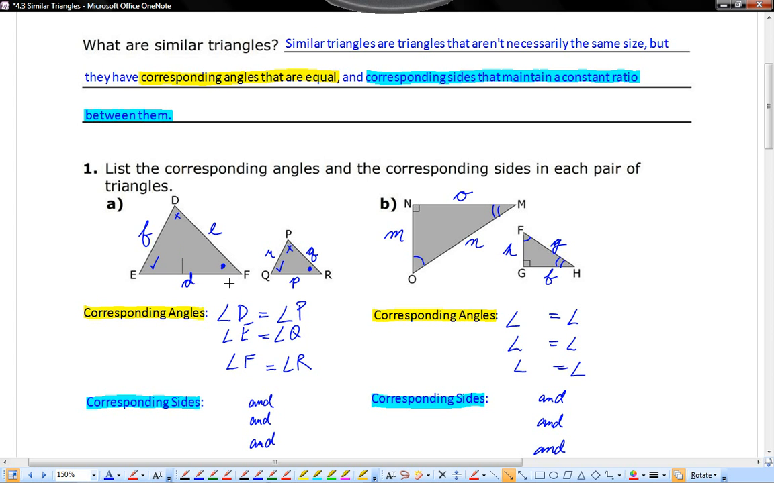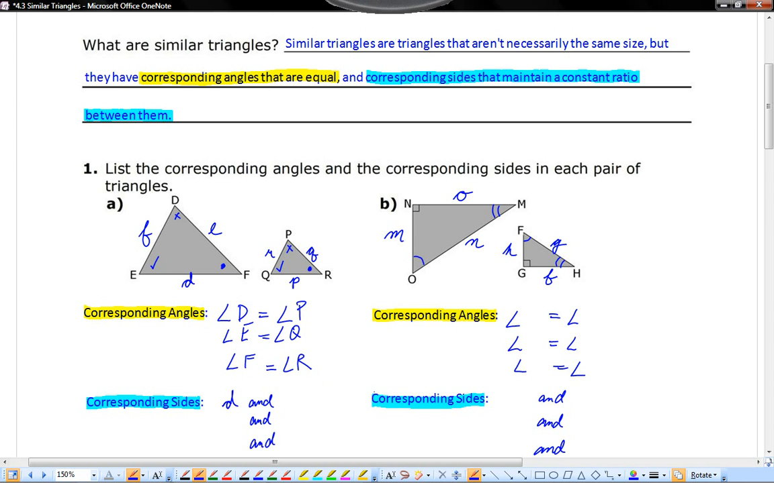So you can see how I've done my labeling, right? Lowercase e across from uppercase E, lowercase f across from uppercase F, and the same thing is true on the other triangle. Lowercase p, q, and r across from P, Q, and R. So that means that while the corresponding angles are equal, the corresponding sides are not equal.